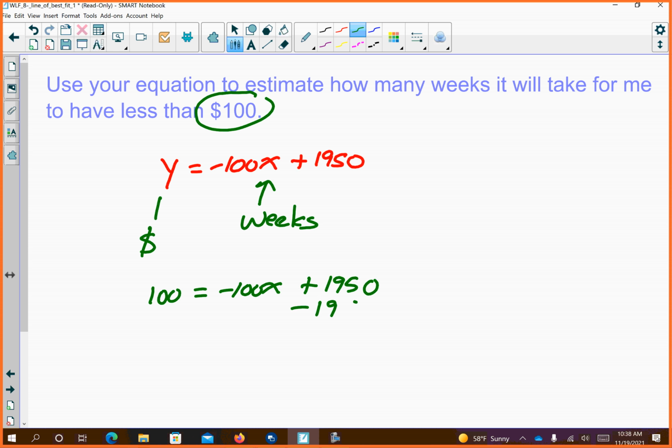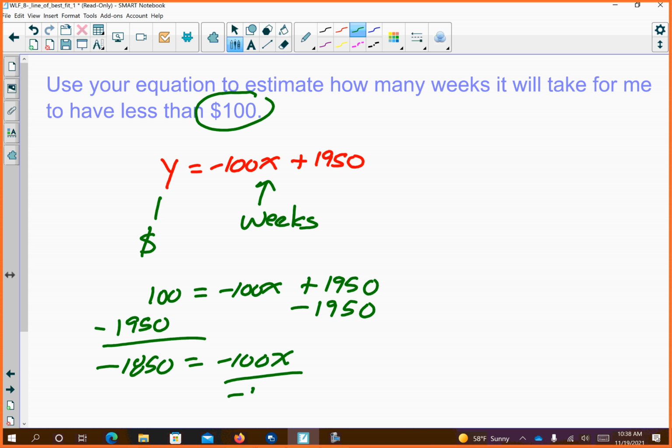I'm going to subtract 1950 from both sides. So that gives me negative 1850 on the left equals negative 100x. I believe we divide each side by 100 to get x all by itself. Negative over negative is going to mean positive. And so after we have less than 100, how many weeks? That should come out to 18.5 weeks.